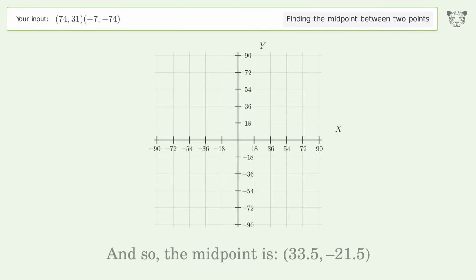And so, the midpoint is 33.5, negative 21.5.